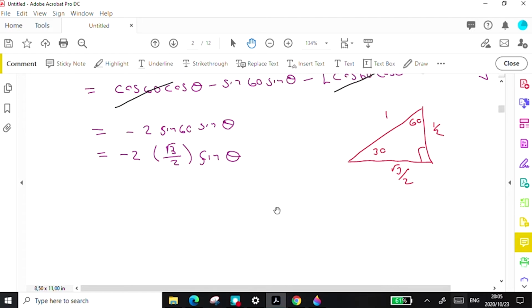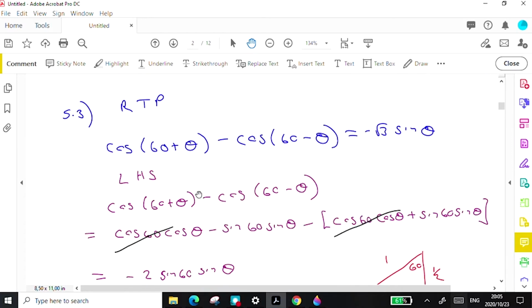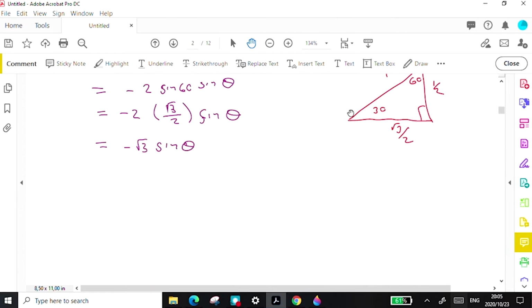And simplifying, we have negative square root 3 sine theta. So we want to check if this is exactly the same as the right hand side. On the right hand side, we have negative square root 3 sine theta. So this is equal to the right hand side, which proves our identity.